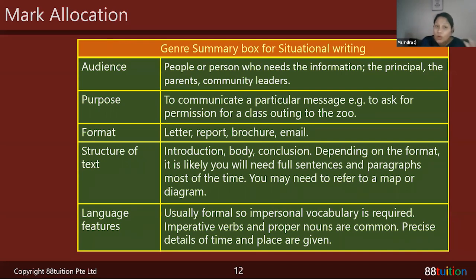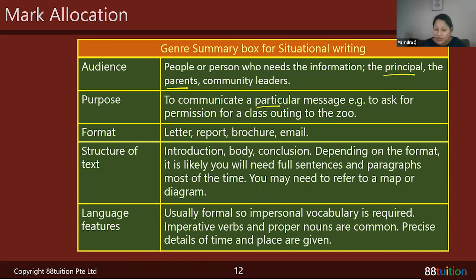Remember, who is the audience we're looking at? Whether it's the principal, the parents, community leaders, sometimes you may even be asked to give speeches to your peers, to your classmates, etc. So who is the audience you're dealing with, and what is the purpose of your situational task? Whether it's to communicate a message, to ask for permission, to propose an idea, to appeal or to persuade certain people to do certain things, what is the purpose?